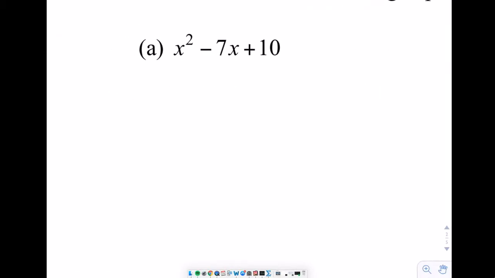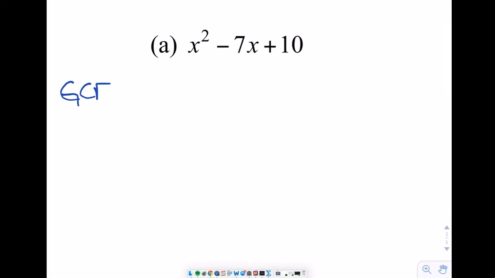What's the first thing we look for? Greatest common factor, right? That's the first rule of factoring. Look for the greatest common factor, other than 1, right? 1 doesn't help. But if it was a negative in front, if that had been a negative x squared, you'd probably want to factor out the negative and change all the signs.